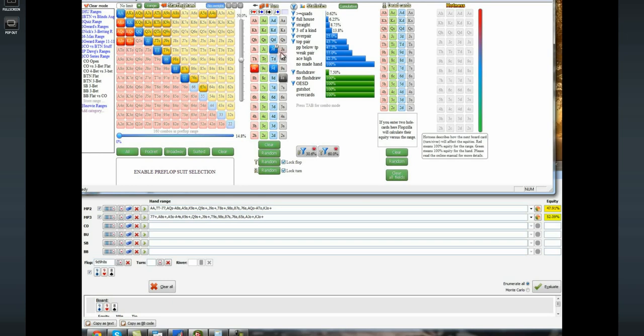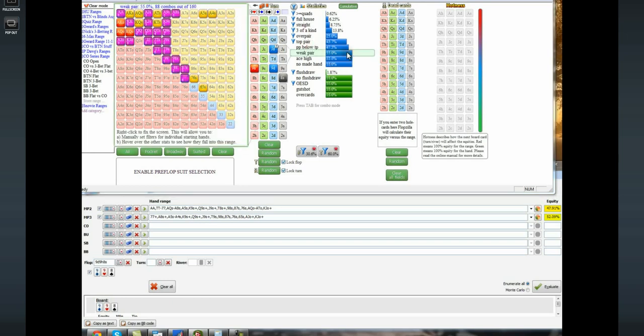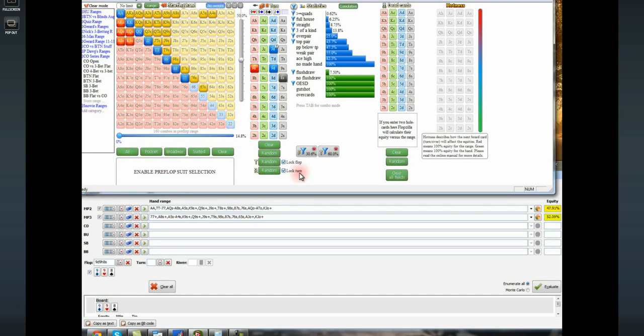Bet most of the nines, bet all the queen 10s. And then probably bet more often than check the overpairs, but I think you can check those too. And then bet the draws. Okay, so let's finally do the river.